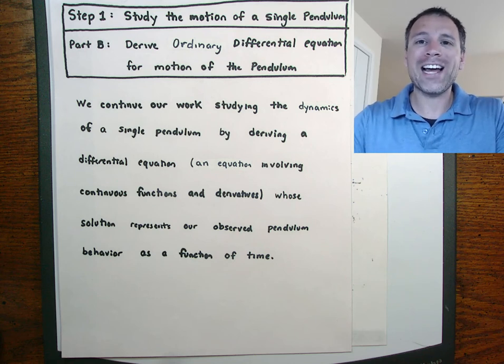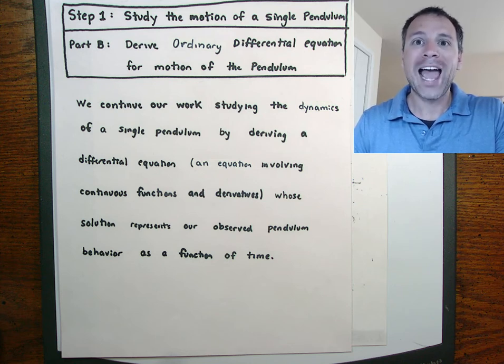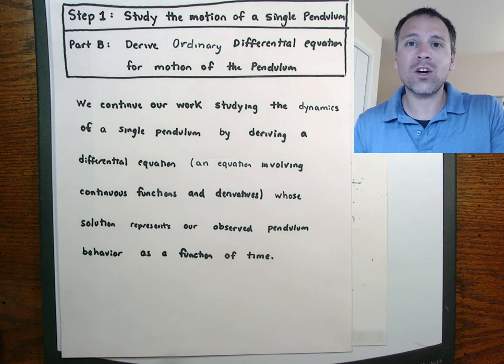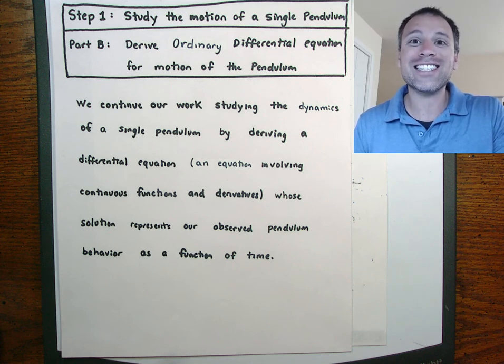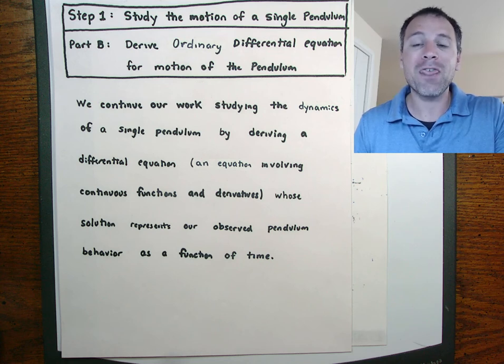When we say that we want a differential equation, what we mean is this equation is going to involve continuous functions and the derivatives of those functions. The unknown value in the equation is going to be a function. That's in contrast to algebraic equations where the unknown value is a scalar. So we're going to solve an equation. The solution is going to be a function over time that describes the behavior of our pendulum.